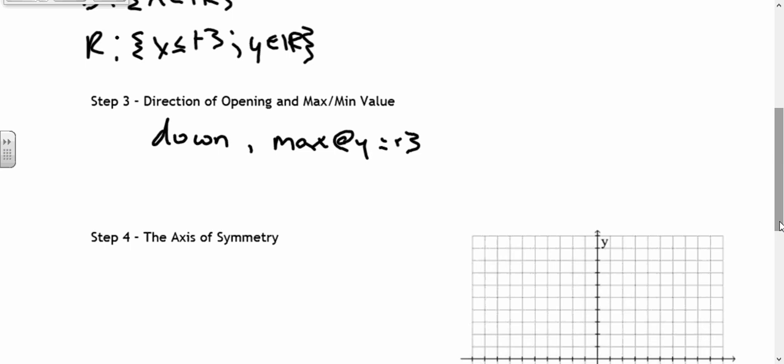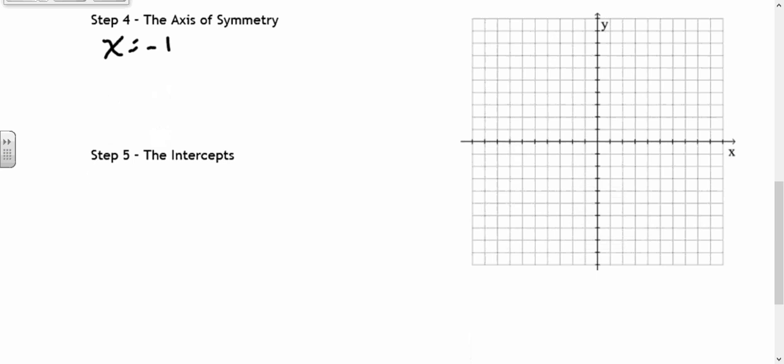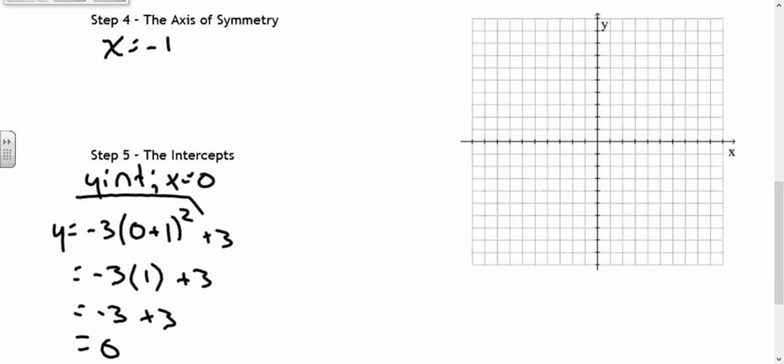Our axis of symmetry, x is equal to -1. And our intercepts, if we are looking for our y-intercept, always check that one because it tends to be the most useful or not. It's kind of in between. So y is equal to -3 times 0 plus 1 squared plus 3 is equal to -3 multiplied by 1 plus 3 is equal to -3 plus 3 is equal to 0. That might be really useful for us.